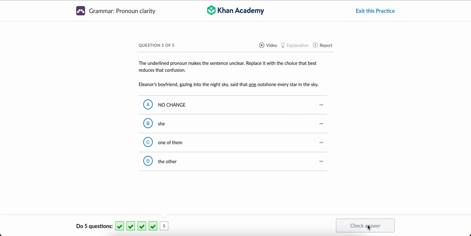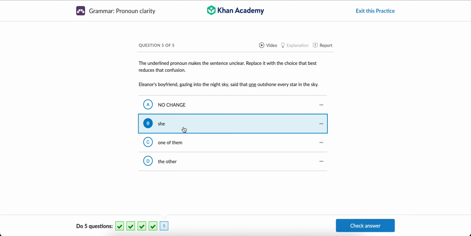And lastly, Eleanor's boyfriend, gazing into the night sky, said that one outshone every star in the sky. What is one? It's not pronoun clarity as in, we need to make this more specific. I think it's more of a word choice. So I would say she, because she is obviously Eleanor. Eleanor's boyfriend, gazing into the night sky, said that she outshone every star in the sky. What is the other outshone every star in the sky? Or one of them outshone every star in the sky. If you read it to yourself, that makes no grammatical sense. So I'd say B.